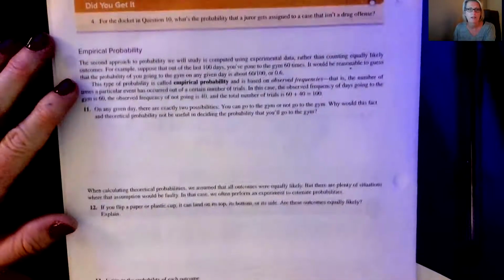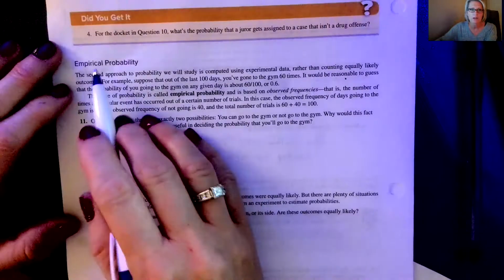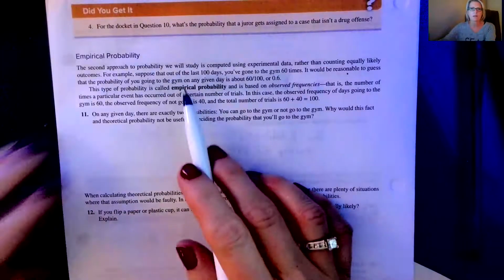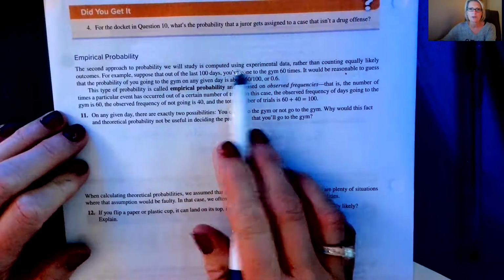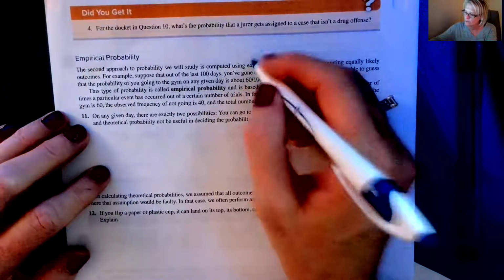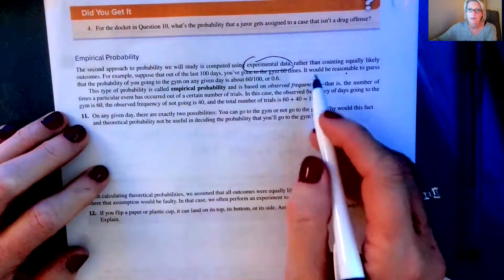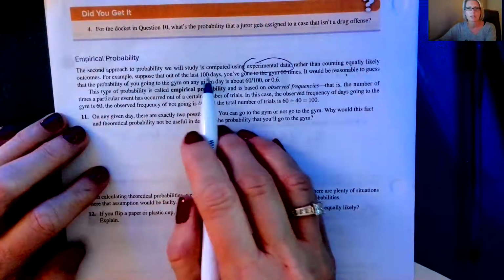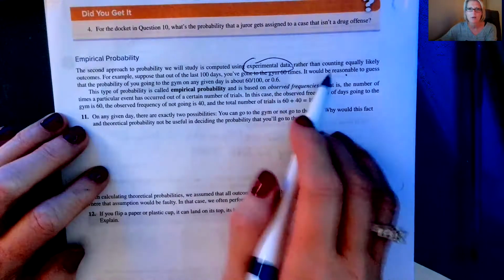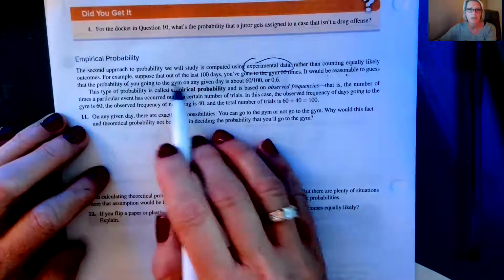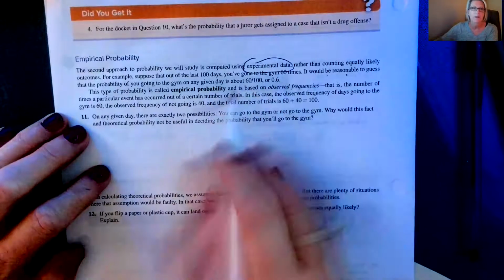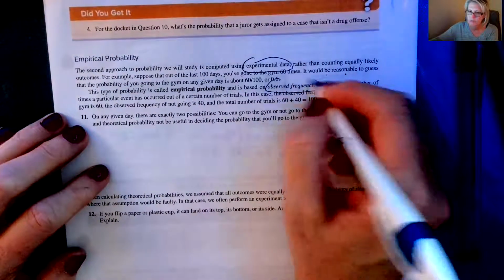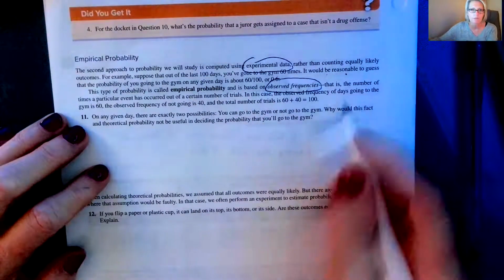Okay. So the second kind of probability that we're going to work with is called empirical probability. It says the second approach to probability we will study is computed using experimental data. So that's the key, you actually run an experiment rather than counting equally likely outcomes. For example, suppose that out of the last 100 days, you've gone to the gym 60 times. It would be reasonable to guess that the probability of you going to the gym on any given day is about 60%. This type is called the empirical probability. It's based on observed frequencies, observed counts.